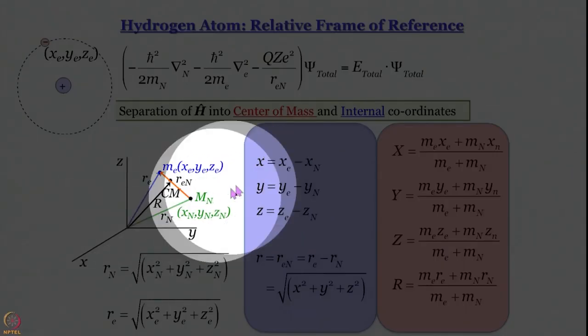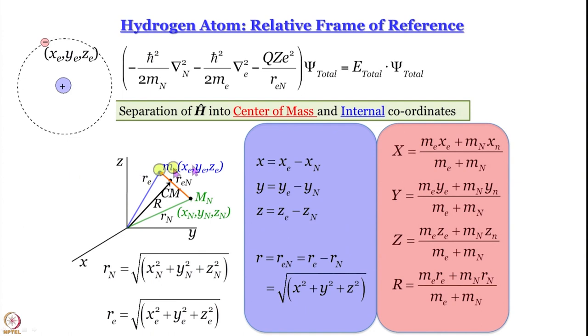So, to recapitulate, this is what we have done so far. We have said that the Schrodinger equation for hydrogen atom is written in a relative frame of reference. So, we start with this central force problem. You can write the Hamiltonian in terms of nucleus and electron, and then by making these substitutions, x equal to xe minus xn, y equal to ye minus yn, and so on, and capital X equal to mass weighted coordinates, we can separate the equation into two, one for the motion of the center of mass and one for the motion of electron with respect to the nucleus.